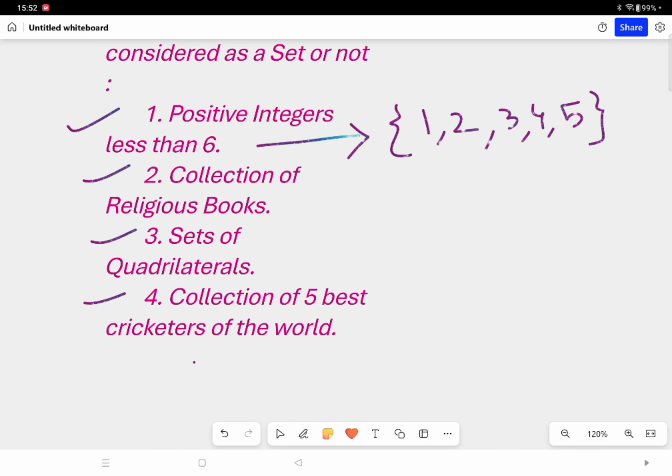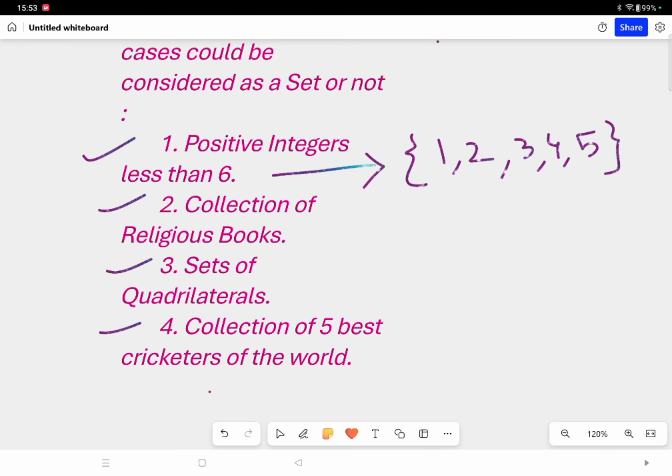Last question, collection of 5 best cricketers of the world. Now look over here, some people may say Sachin Tendulkar is best, or some may say Kohli is the best, some may say Dhoni is the best, some may say some other player is the best. Since you have different players, that means the collection will be different, or the answer will be different from person to person. So is it well defined in this case? It is not well defined and it is also not fixed. The answer is not fixed in the last case. So when you are talking about collection of 5 best cricketers of the world, it will not be considered as a set.